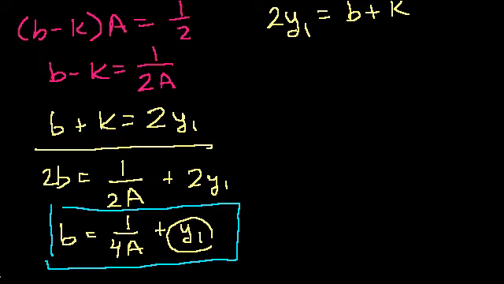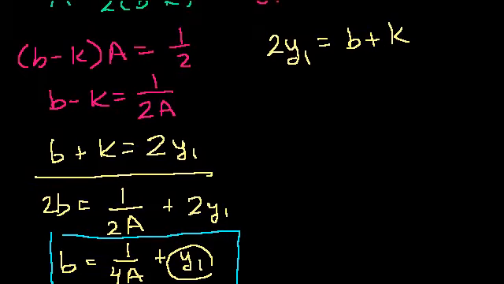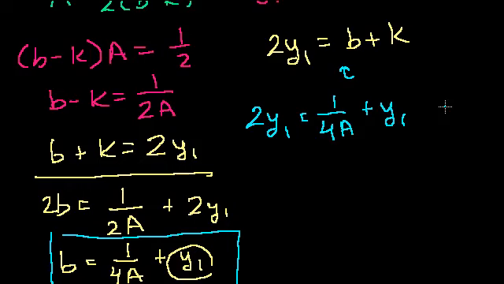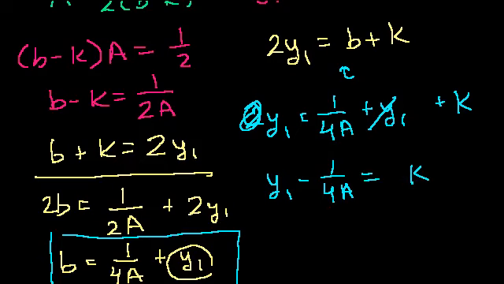That's our b. And let's see if we can solve back for k. So we know that 2y1 is equal to b, which is 1 over 4a plus y1 plus k. We can subtract y1 from both sides, so this goes away, and we just have a y1 there. Subtract 1 over 4a from both sides, and you get y1 minus 1 over 4a is equal to k. So then we are done.